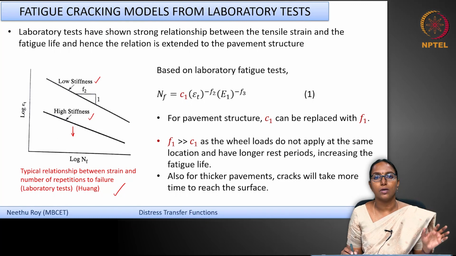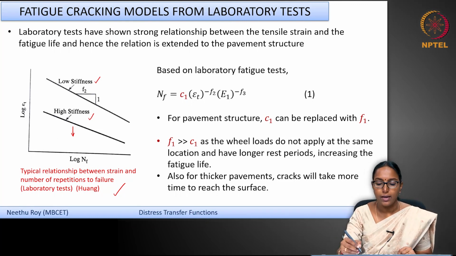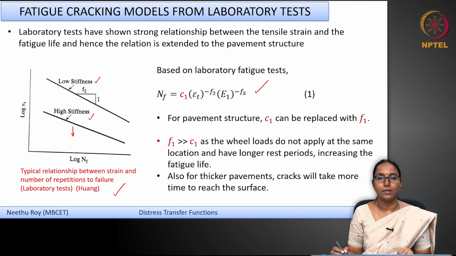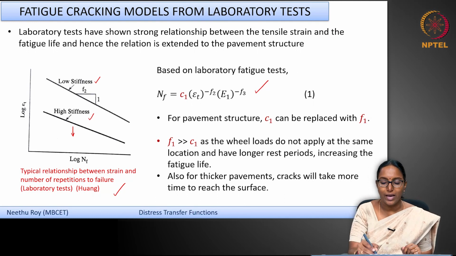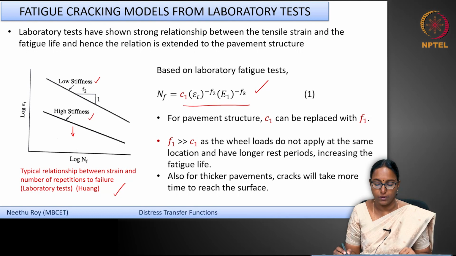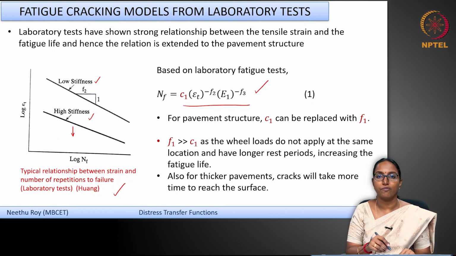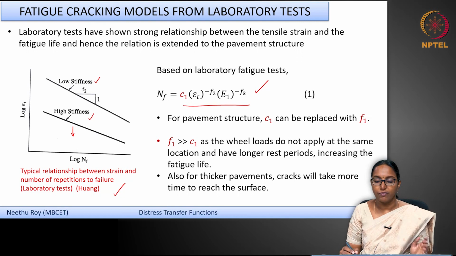So, based on such laboratory fatigue tests, you can have expressions as written here, where NF, the number of repetitions to failure by fatigue, is C1 into epsilon t raised to minus F2 into E1 raised to minus F3. Okay, where F2, F3 are material parameters or coefficients that you can get from the laboratory fatigue test on these mixtures, and C1 is again a coefficient.